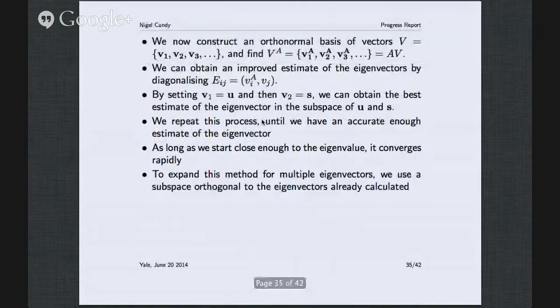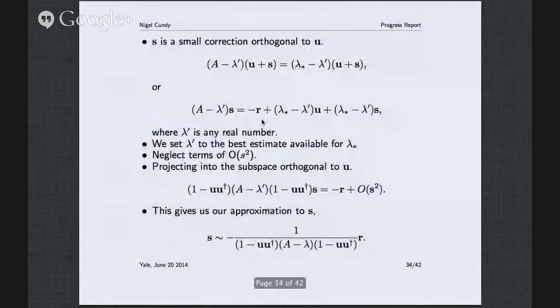So, one question. Does it help to keep the next term in S in terms of the accuracy you need? You mean keep the previous S? Oh, you're saying we're neglecting terms of order S squared. Oh, no, it's just keeping the next term in S.